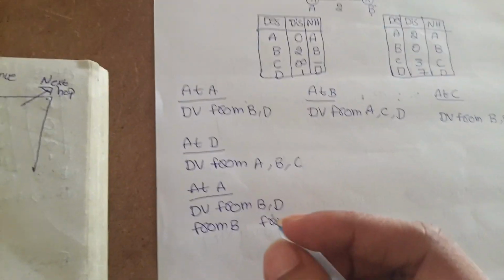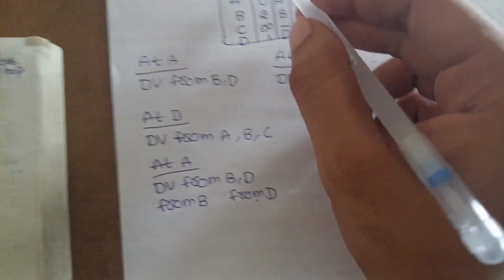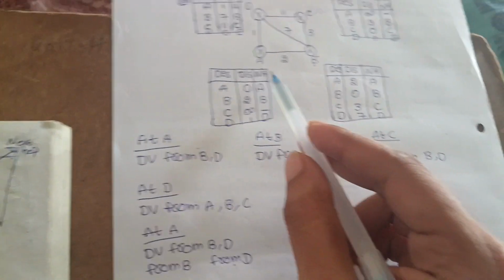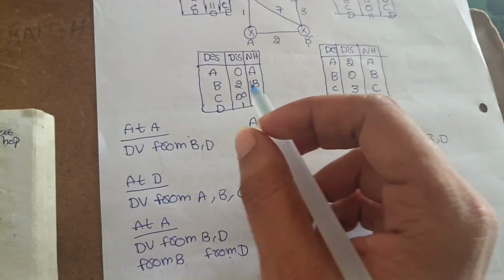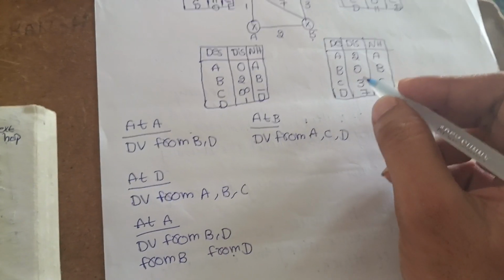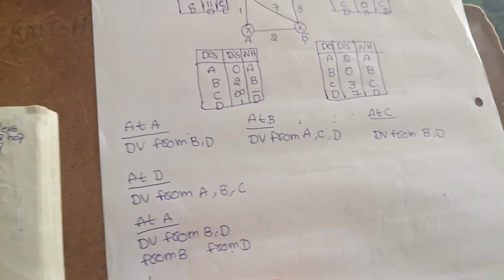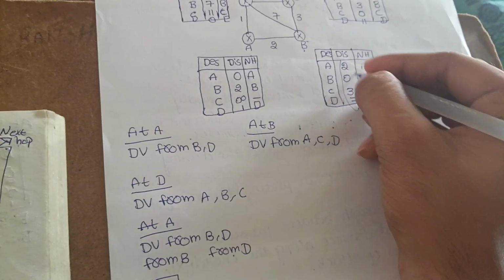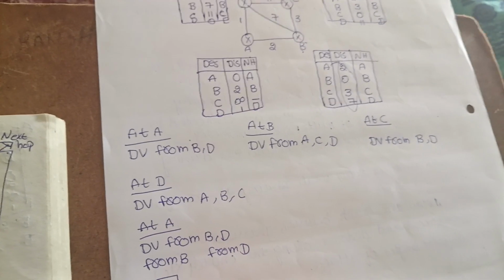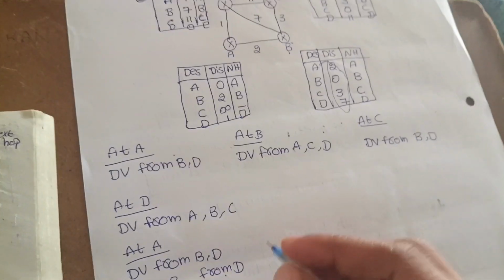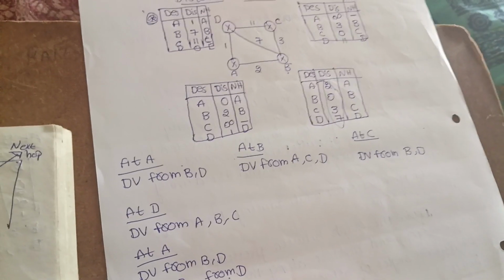Check here. From B, here is the A. And check this. B values we want to write. And D values, what are they?